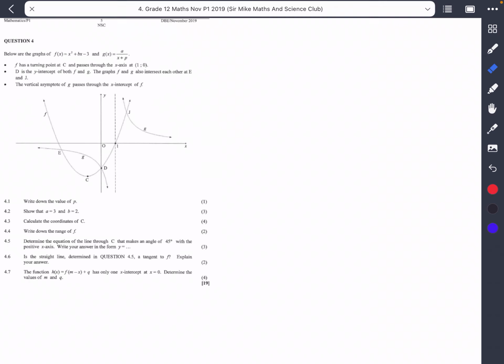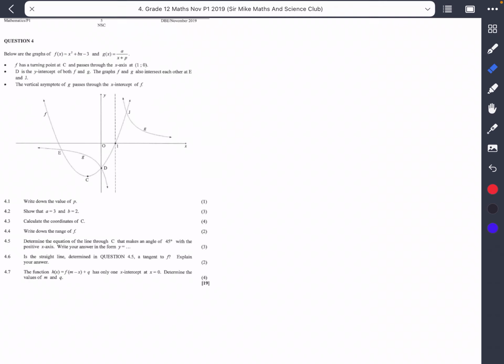Now we know that the vertical asymptote would be the line for that graph, g of x. That line is the line that the g of x graph is not allowed to touch. So for 4.1, they say write down the value of p.